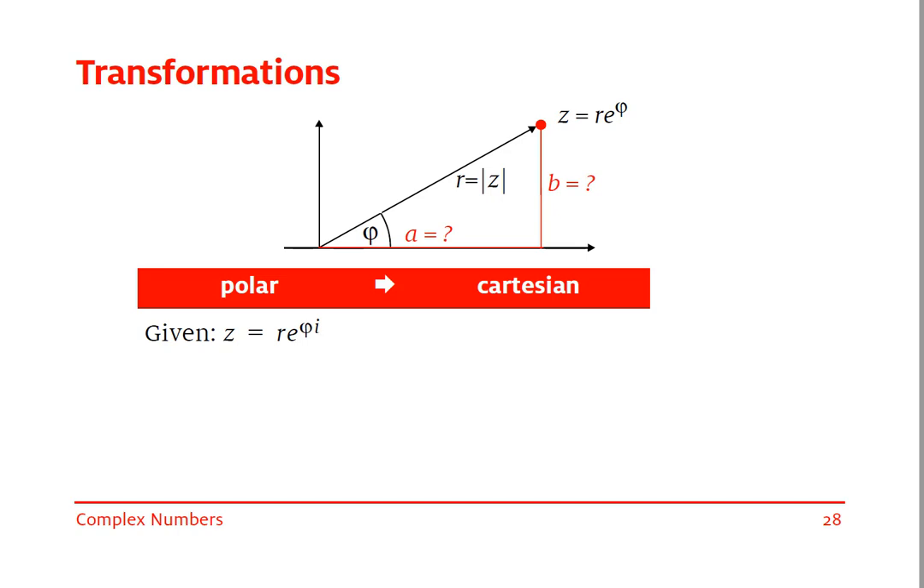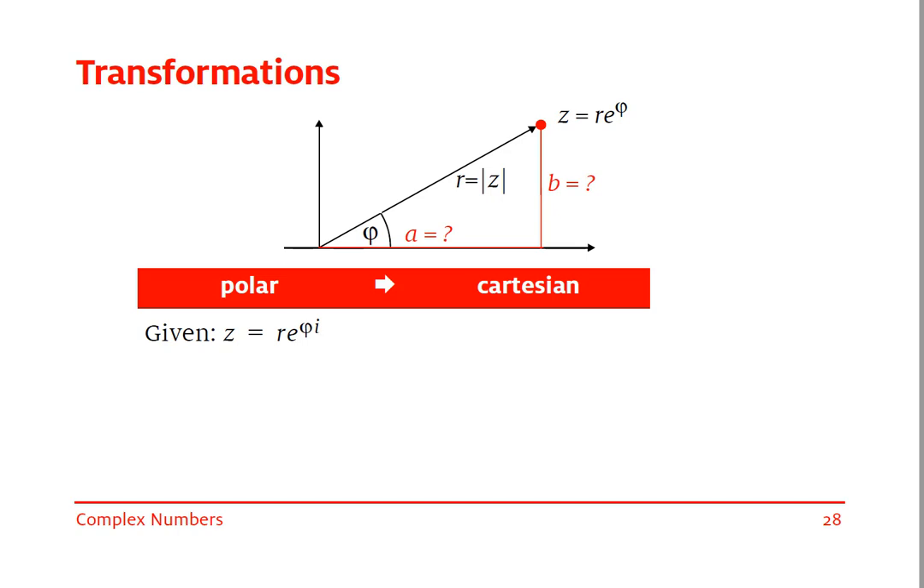How can we transform a complex number from one representation into the other representation? First, we will see how we can represent a complex number from polar representation in Cartesian representation. The polar representation is r times e to the power of phi i. And what we want to have is the number in Cartesian representation, that means the real part A and the imaginary part B. And in this picture you can see that in this rectangular triangle, A is given by the cosine of phi and B is given by the sine of phi.